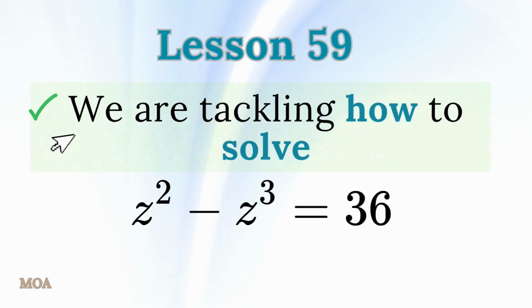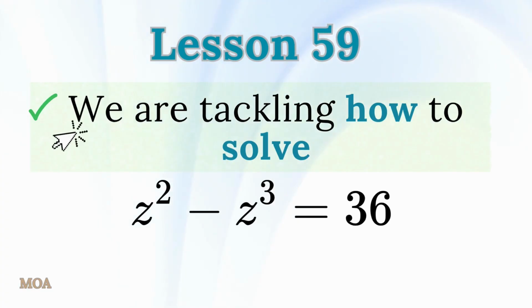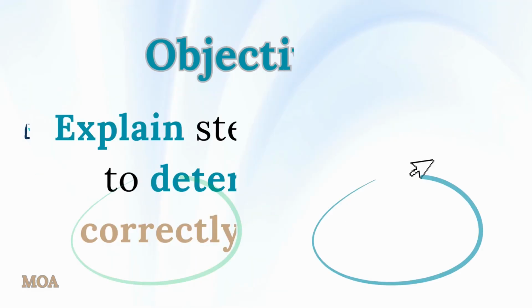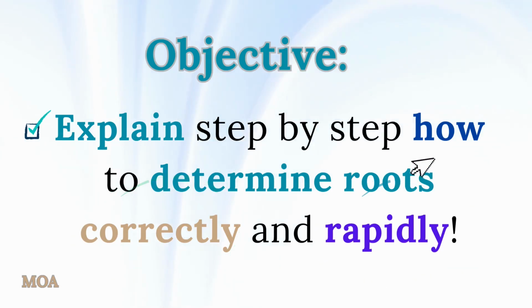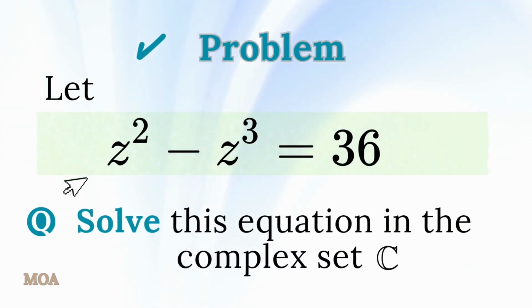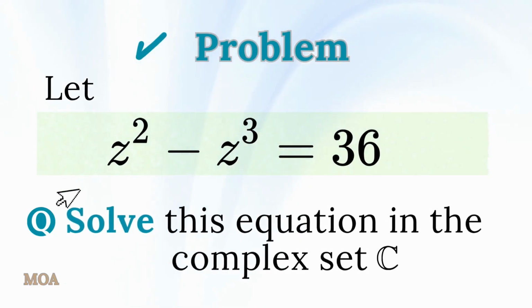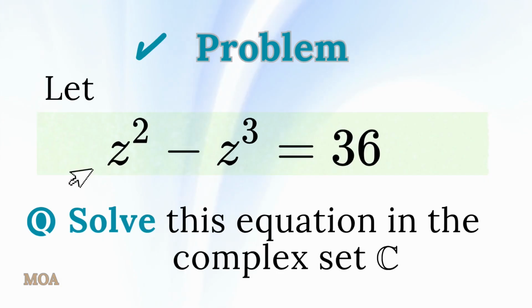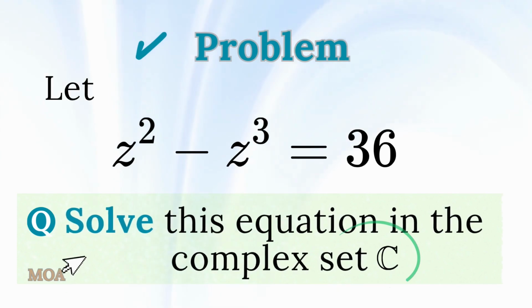In Lesson 59, we are tackling how to solve this third-degree equation that leaves most students stuck, and we will explain step by step how to determine roots correctly and rapidly. Here is our problem statement. Let z be a complex number satisfying the equation z squared minus z cubed equals 36. Solve this equation in the complex set C.